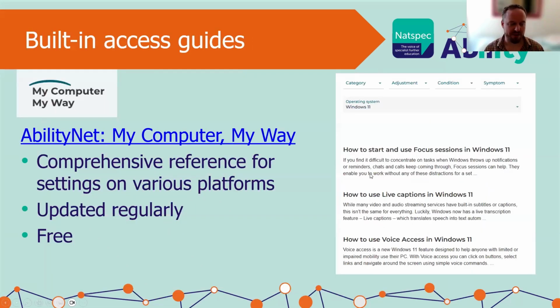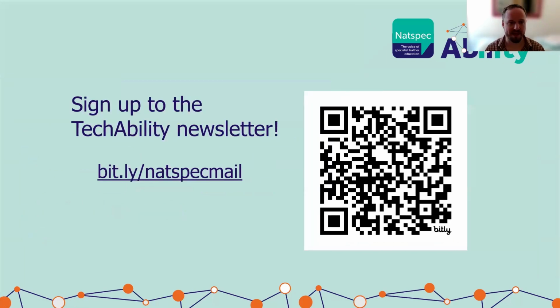And I've used this on a few of our webinars. It's a really useful tool from AbilityNet, My Computer, My Way. You can select your operating system that you're working with, and then you can find different tools for it. So you could choose Chromebooks, you could choose Android, or you could find within the browsers what tools are built in there. So it's a comprehensive reference for settings on different platforms. It's updated regularly and it's free. So really useful guide there.